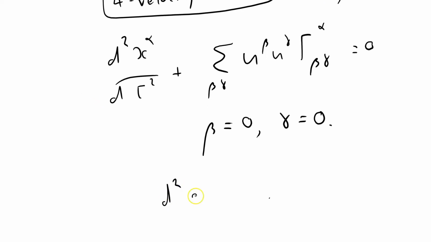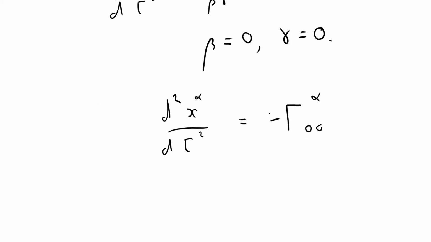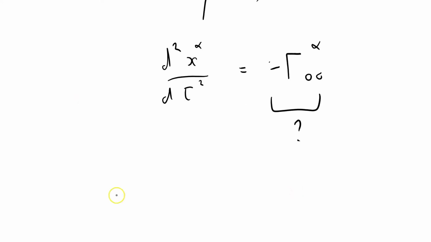So that tells me that d2x alpha by d tau squared equals minus the Christoffel symbol alpha 0 0, because this plus this equals 0. Okay, so we need to evaluate this for a gravitational wave. Let's just get on with that.